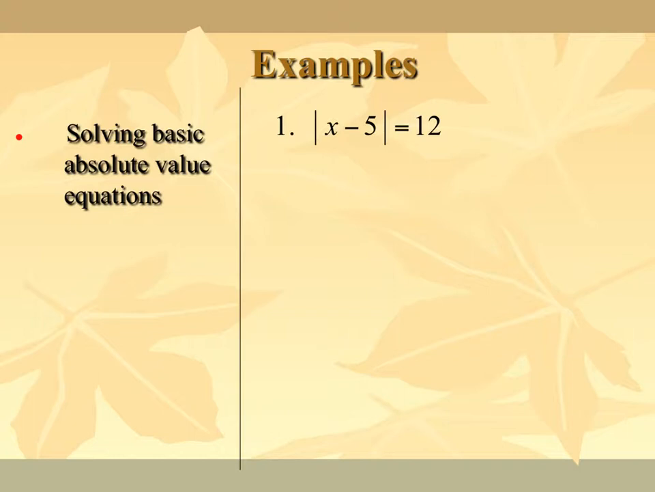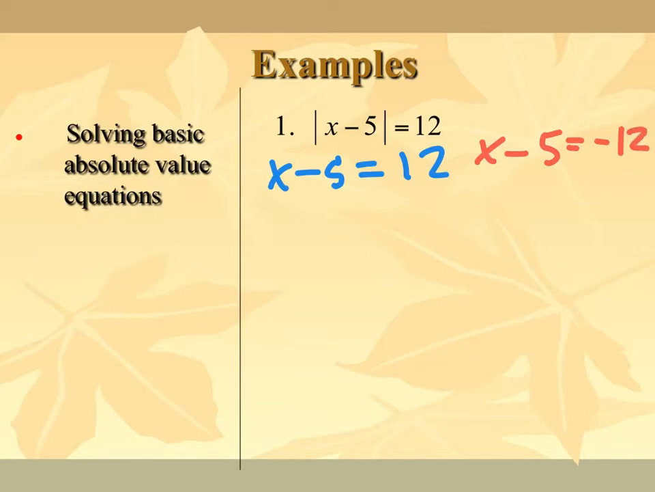So let's start solving the equations. Now we have absolute value on the inside. That can equal two things. We can have x minus 5 equals a positive 12, or we can have x minus 5 equal a negative 12. So there are two separate equations that you need to solve.